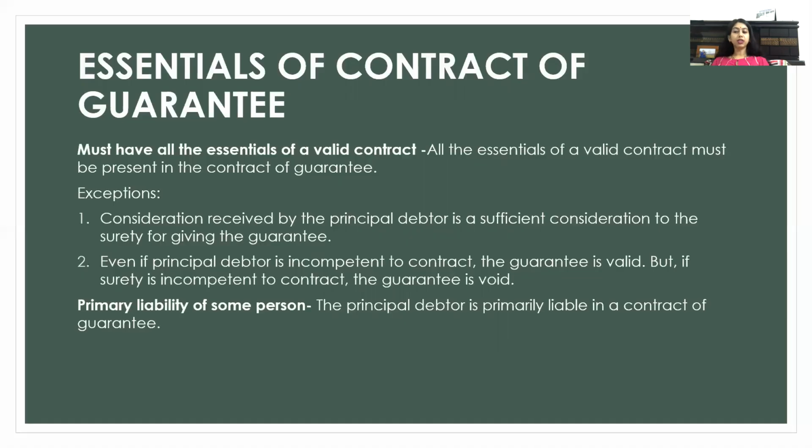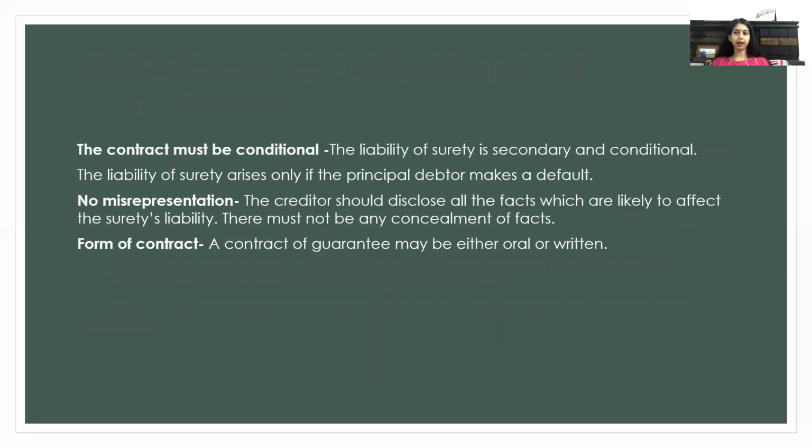Primary liability of some person. The principal debtor is the person who can be held as the primarily liable person in the contract of guarantee. The contract must be conditional. The liability of the surety is secondary and conditional. Why is it secondary? Because the first liability is on whom? First liability is on the principal debtor.